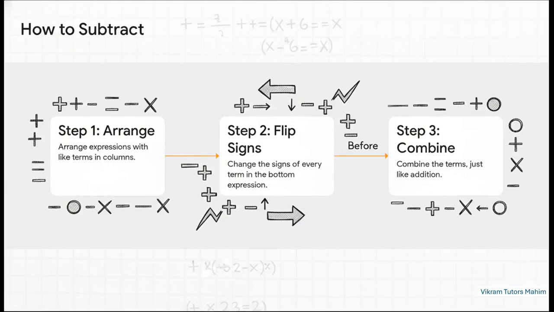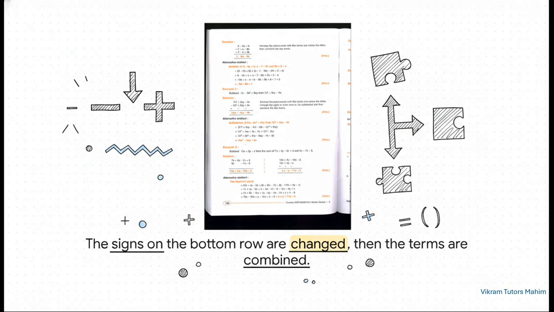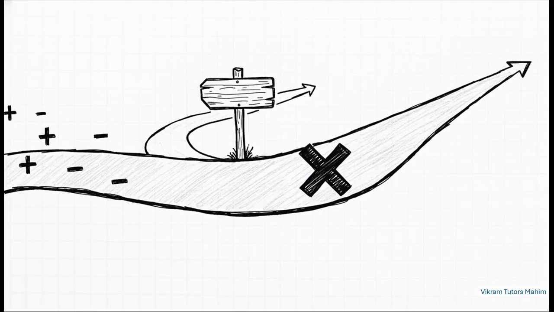Subtraction has one extra trick. You just flip all the signs on the bottom row. And just like that, you've turned a subtraction problem into a much easier addition problem. Clever, right? All right, let's move on to multiplication.